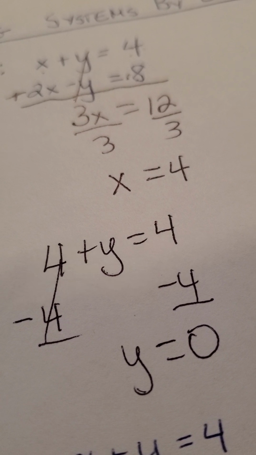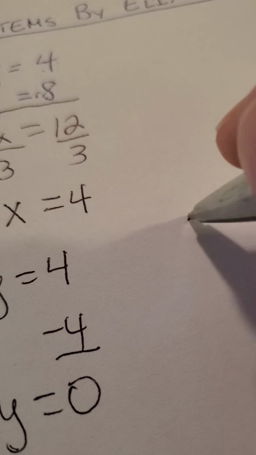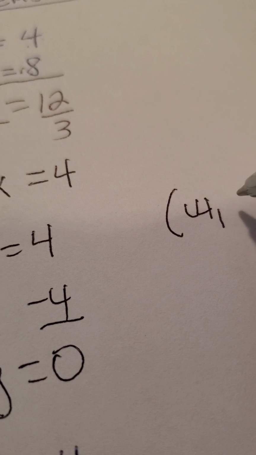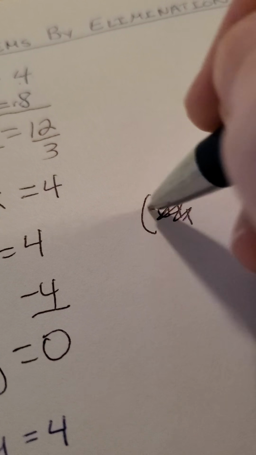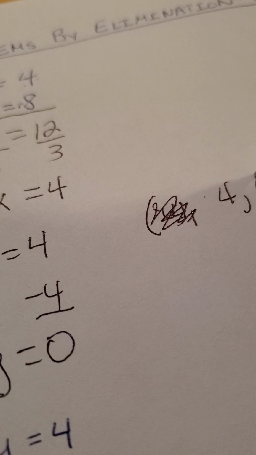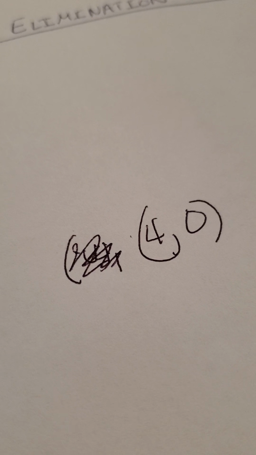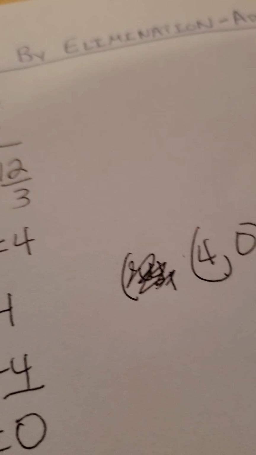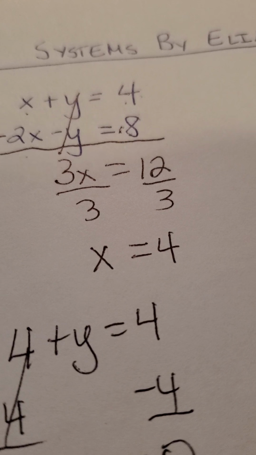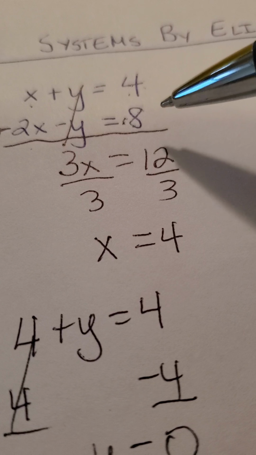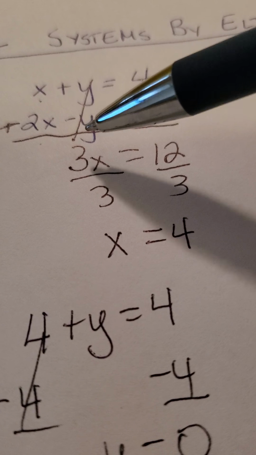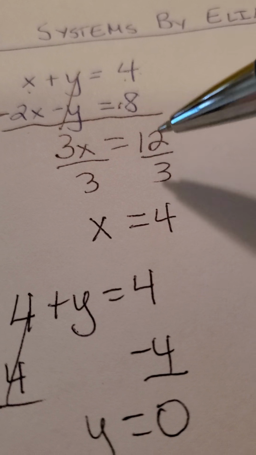So whenever I write this as an ordered pair, I'm going to say 4, comma, that's pretty bad. Let me redo that. 4, comma, 0 as my answer right there. Now remember, I can plug in and make sure that works out and that's correct in the solution. So I can put in here 4 for x and 0 for y and say 4 plus 0 is 4, that works. 2 times 4 is 8, 8 minus 0 is 8, so that works. So the solution of 4, 0 is it, that works.